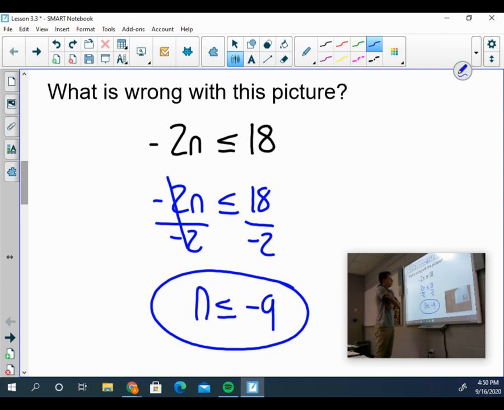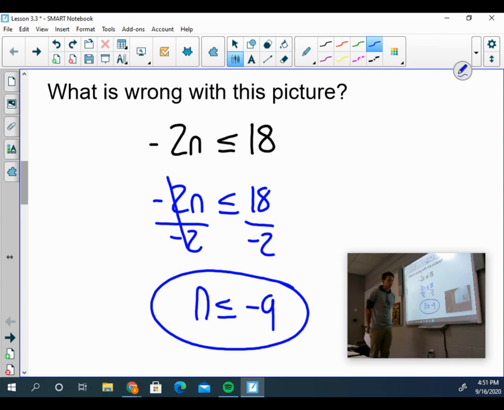Okay, so you've paused the video. You have figured out where I messed up theoretically. Let's see if we're right. Well, if you think I messed up with my algebra, I did not. I divided by -2 like I should. And 18 divided by -2 is -9. The -2's cancel. So I do have n is less than or equal to -9, but there is a problem somewhere in there.